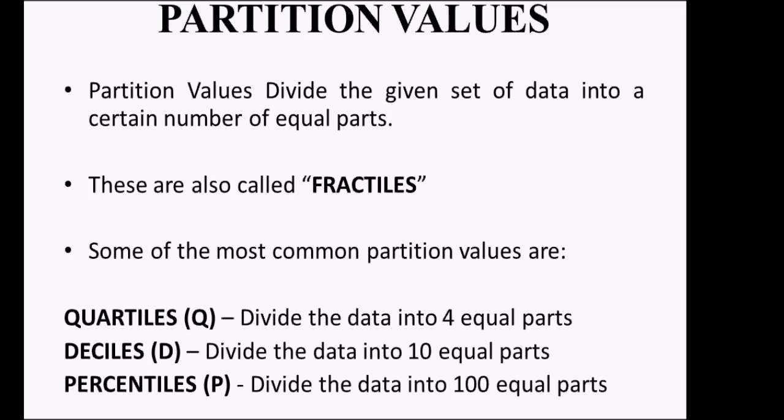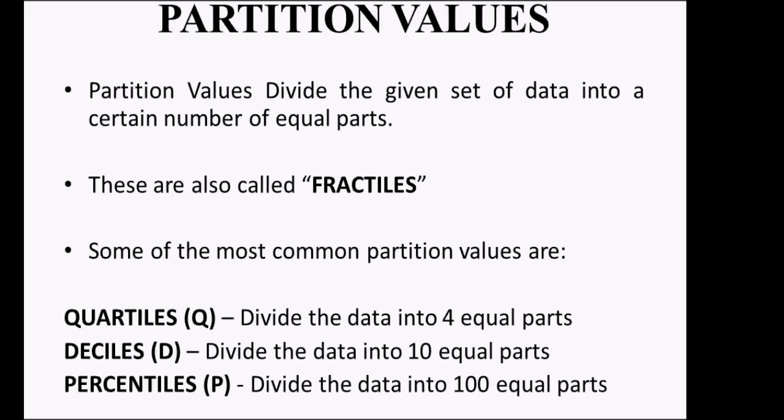Yeah, of course, median is a partition value, and we do have several other partition values which could divide the data into more than two parts. For example, we have quartiles, which could divide the data into 4 parts. We have deciles, which divides the data into 10 parts, and we have percentiles, which divides the data into 100 equal parts. Now these partition values are also called fractiles.